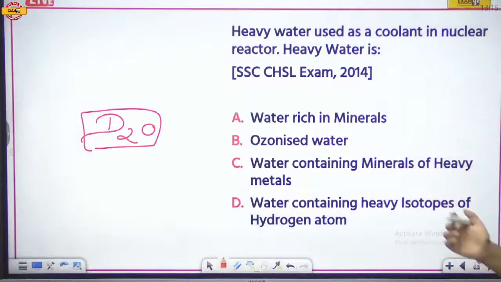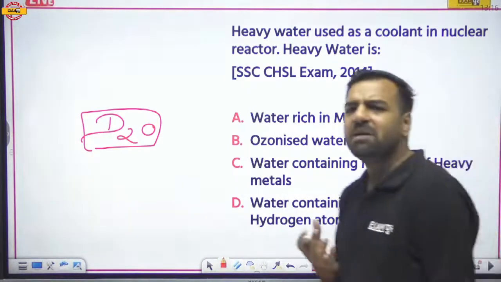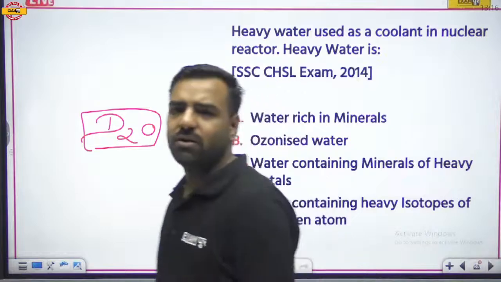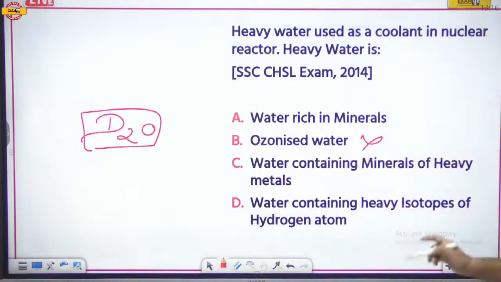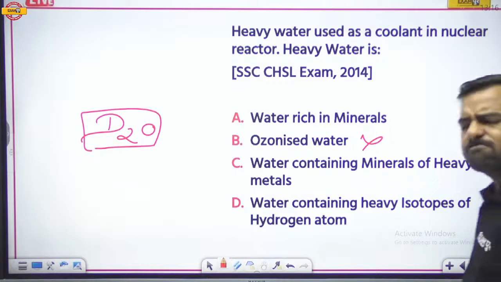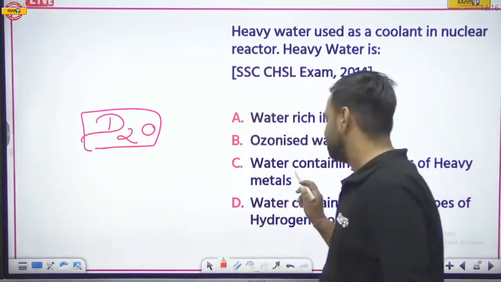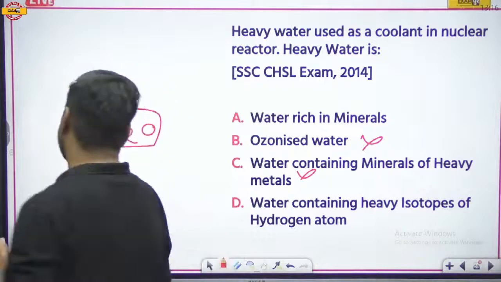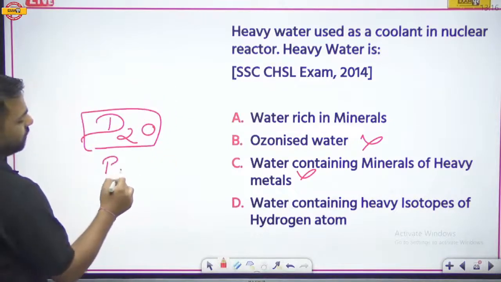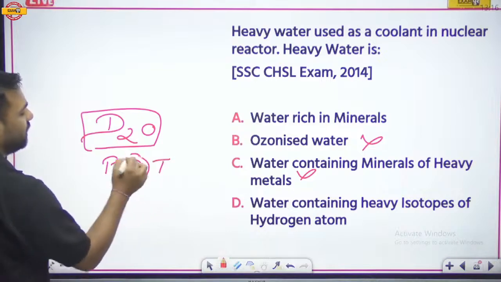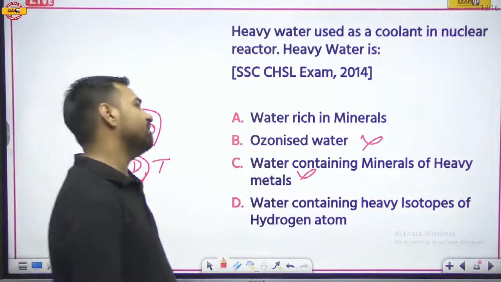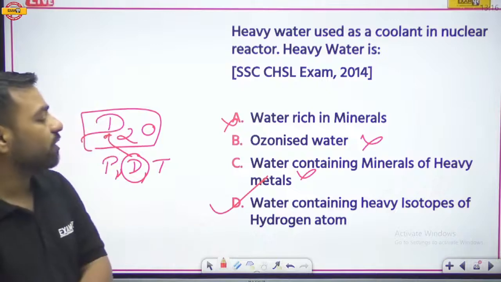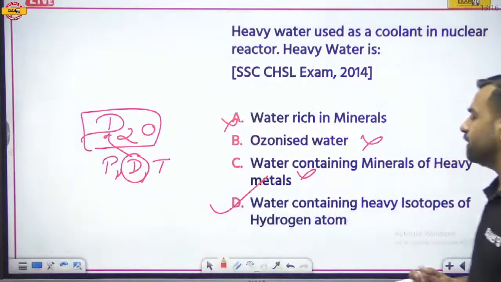So, water rich in minerals. Will it be correct? Maybe. Let's see. Ozonized water? No. If I talk about ozonized water, that means I'm talking about ozone. No, eradicated. Water containing minerals of heavy metals? Doesn't seem correct, right? Water containing heavy isotopes of hydrogen atom. Yeah, that's true. If I talk about isotopes of hydrogen, we have protium, deuterium, and tritium, right? So we have D2O here. So obviously, the first option is also going to be wrong. So option D is correct: water containing heavy isotopes of hydrogen atom. Option D is going to be the correct answer.